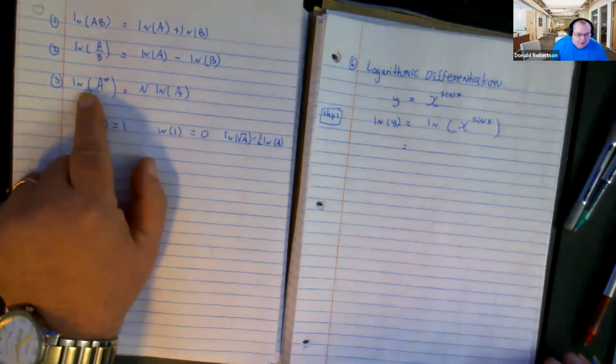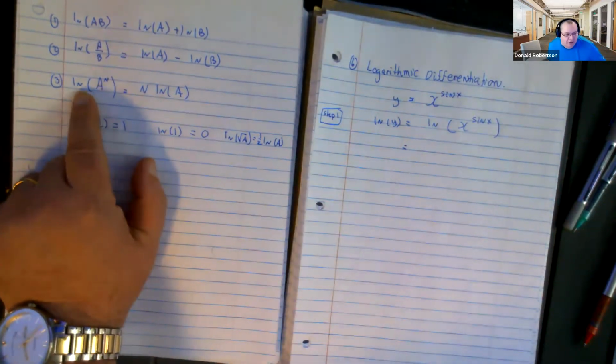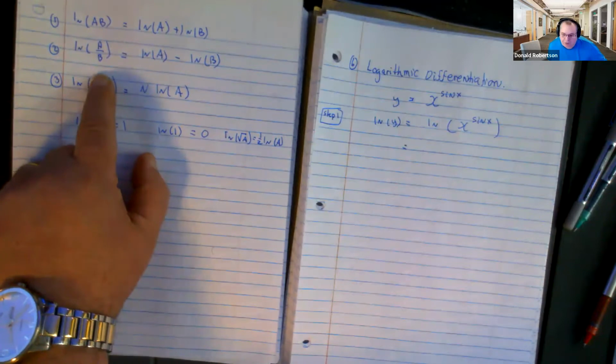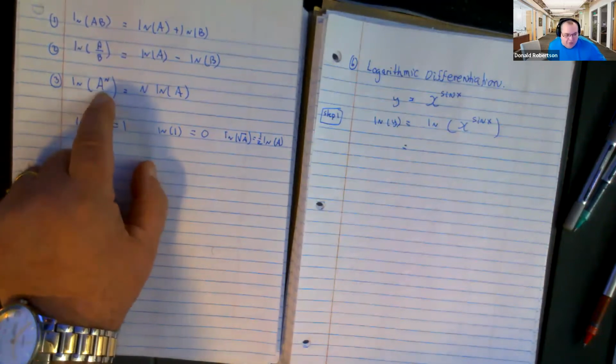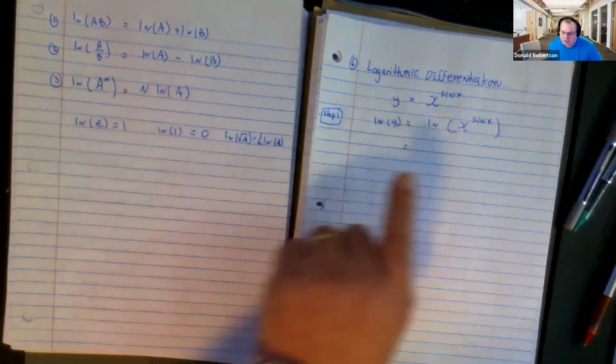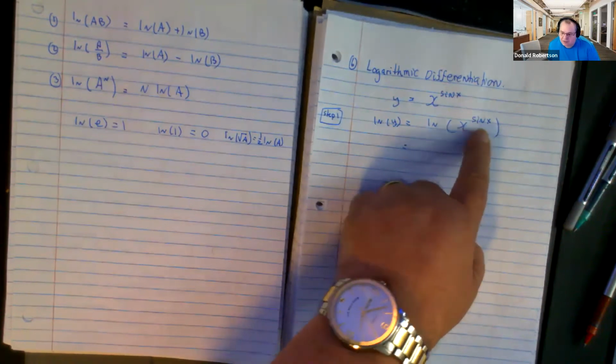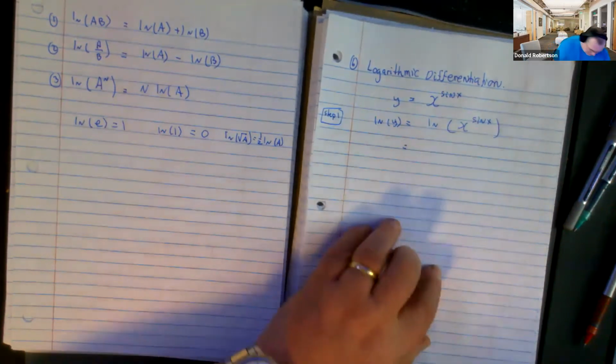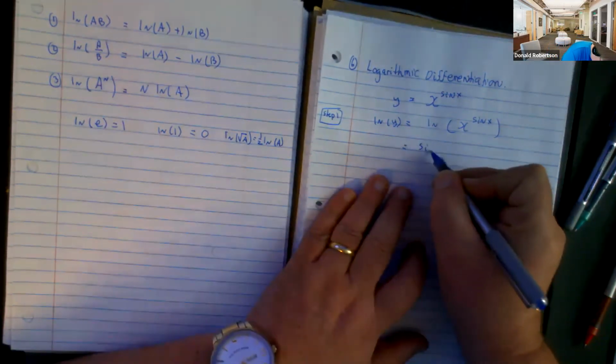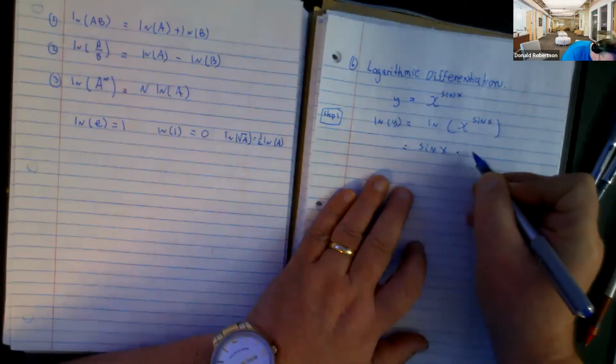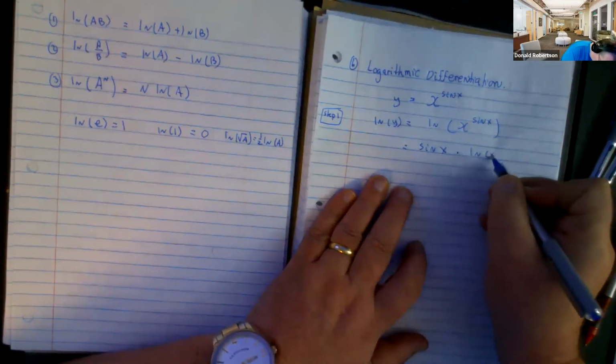Now, the third law of logs says that the log of a to the power of n, where a is whatever you like and n is whatever you like, can be written as n times the log of a. So this is the a and sine x is like my n, so it can be written as sine x times the natural log of x.